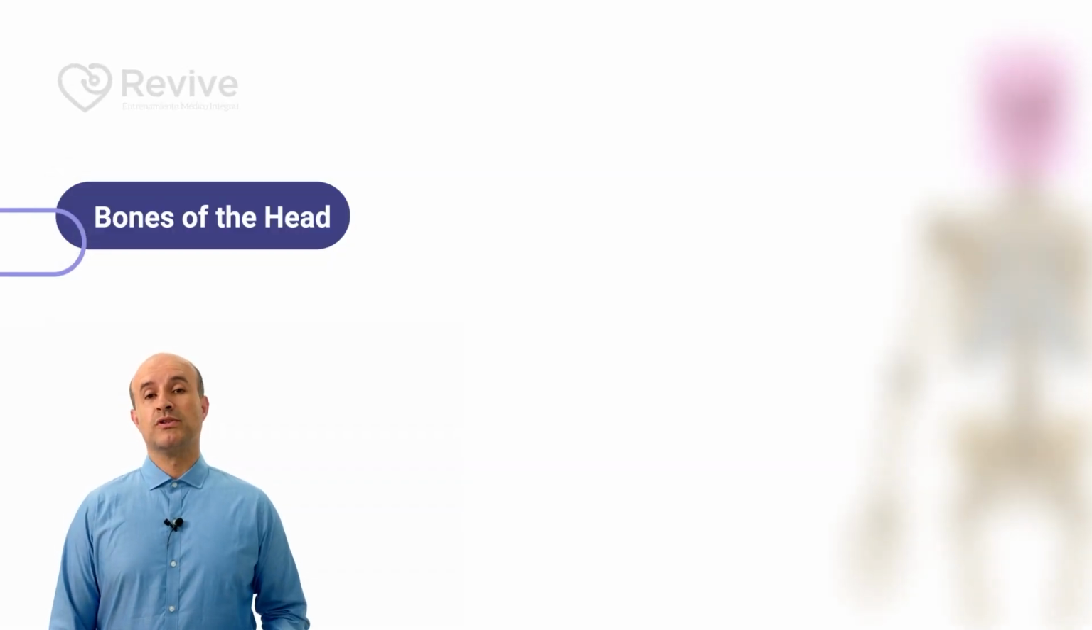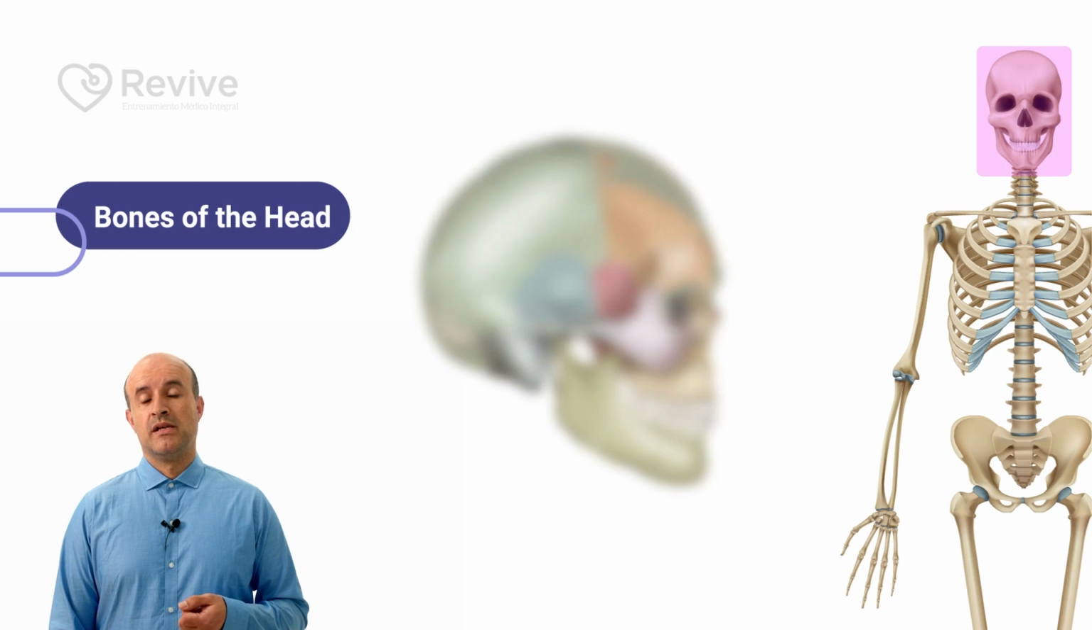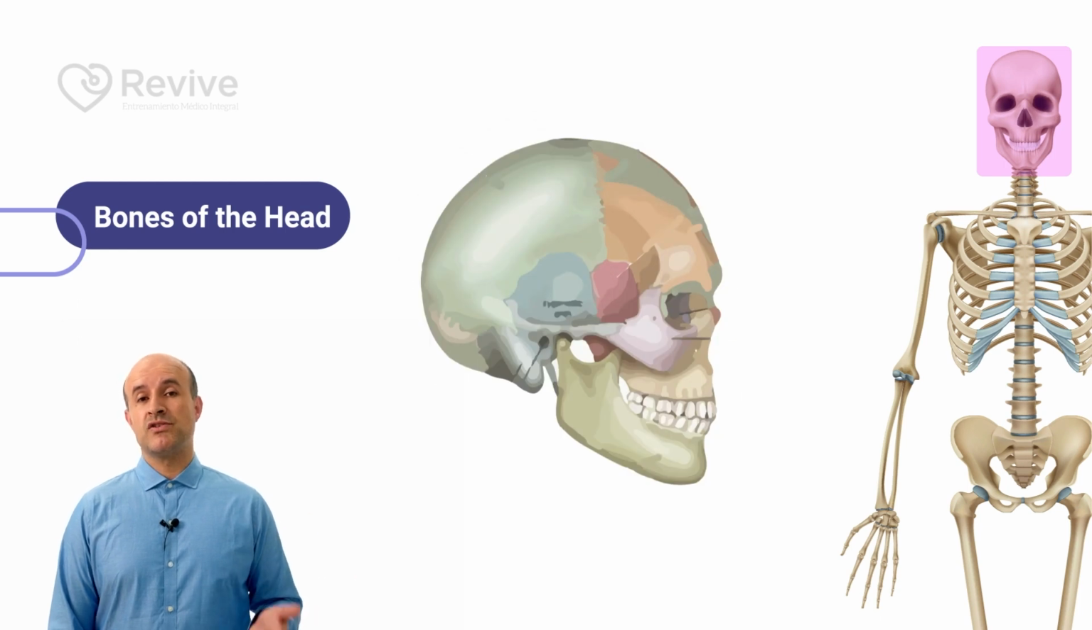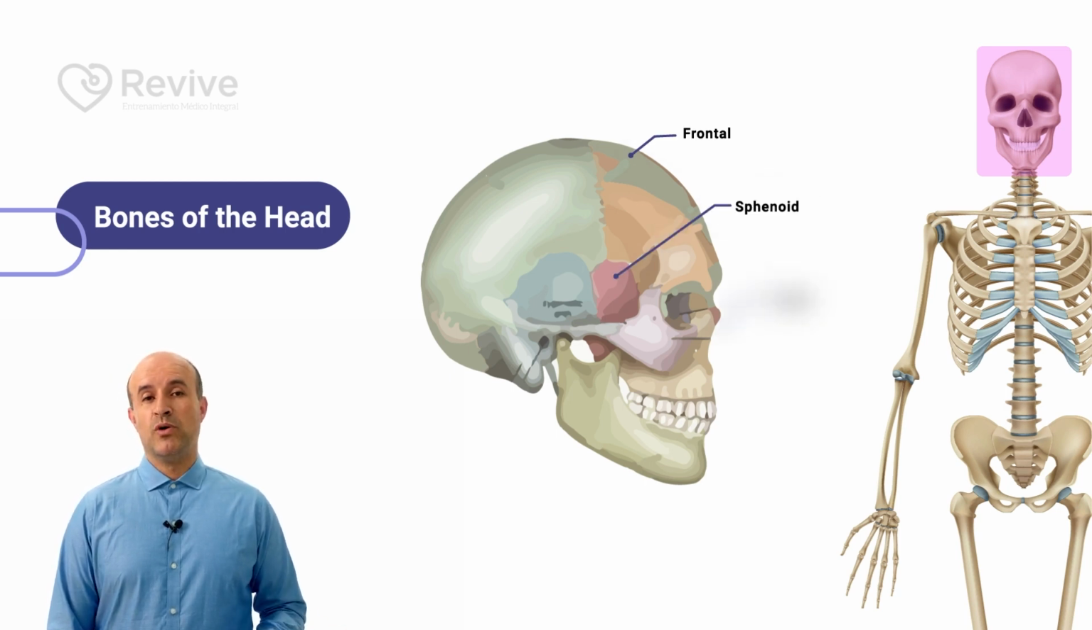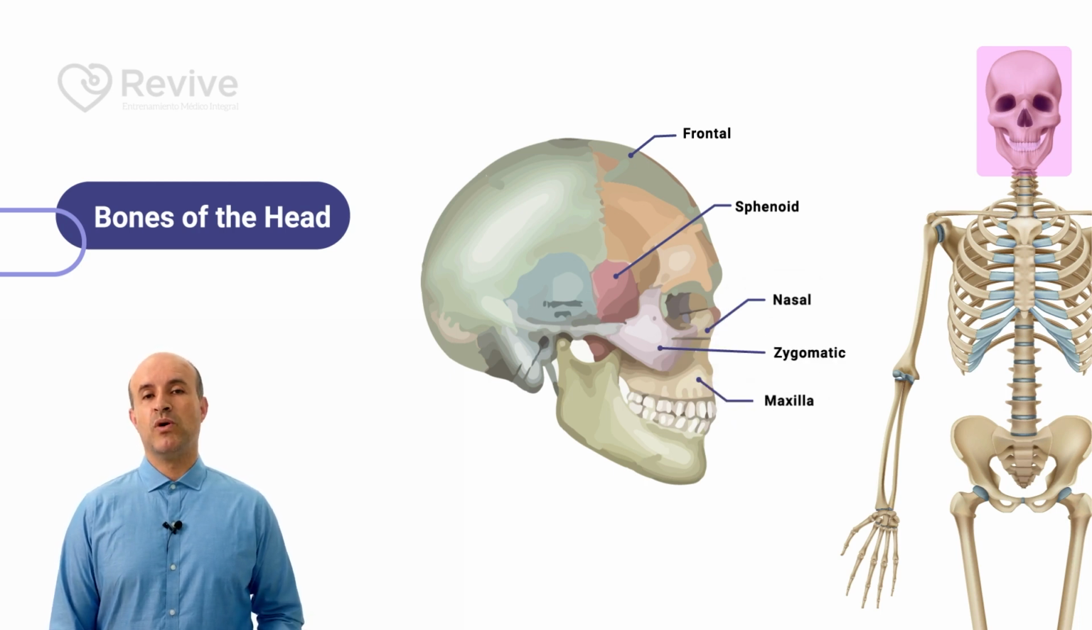We are now going to start with the bones of the head, and more specifically, the bones in our skull. As you can see in the image from left to right, we have the frontal bone, the sphenoid, the nasal bone, the zygomatic, the maxillary bone.